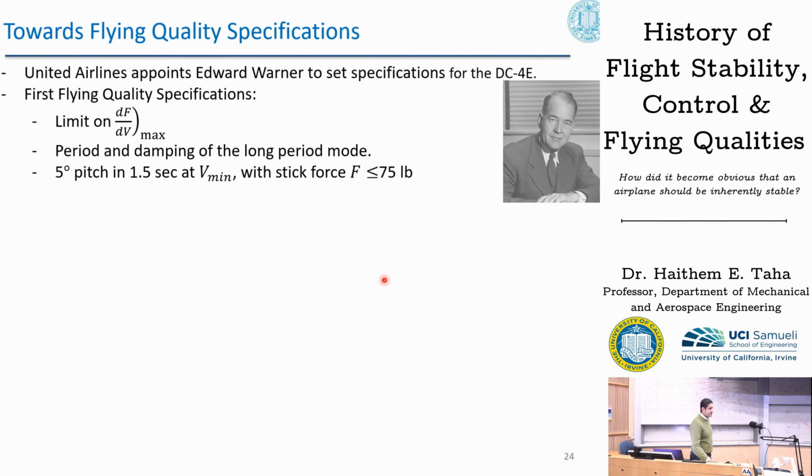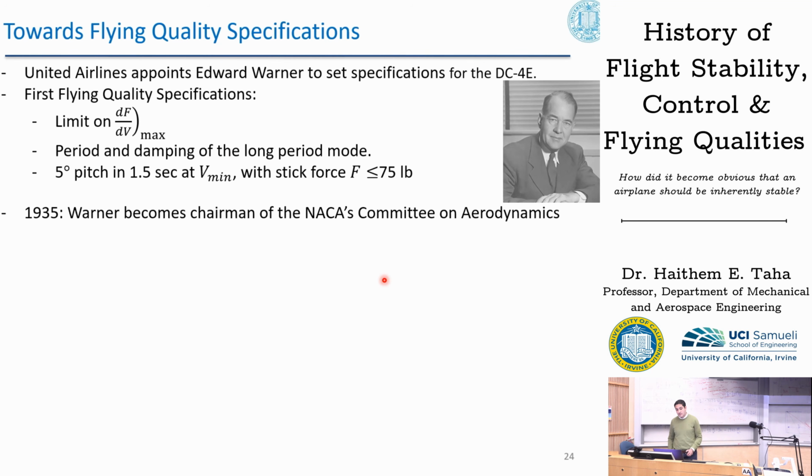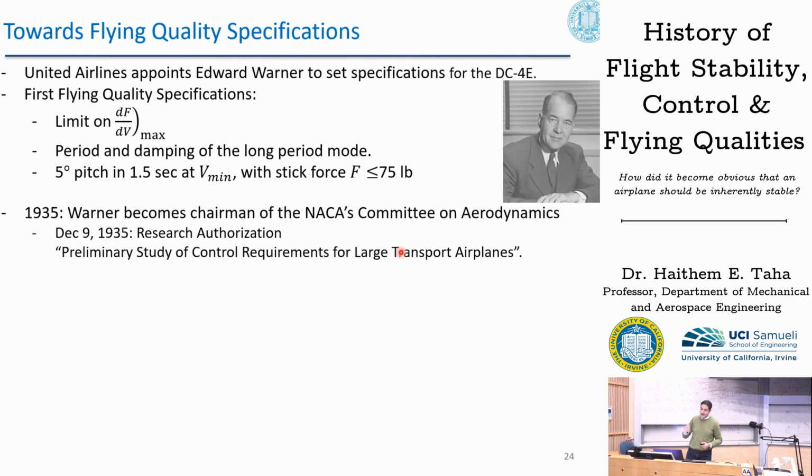But another interesting incident, in my opinion, that set the history in this regard, was when he was appointed as the chairman of the NACA's Committee on Aerodynamics. Now he had the authority to guide the research towards what he felt necessary for the community to move on. In fact, in December of the same year, the committee released the research authorization under the title Preliminary Study of Control Requirements for Large Transport Airplanes. As you can see, this is really to help in setting specifications for airplanes like the DC-4.